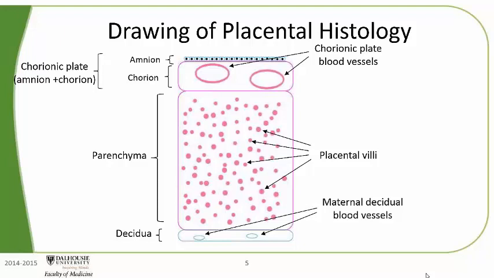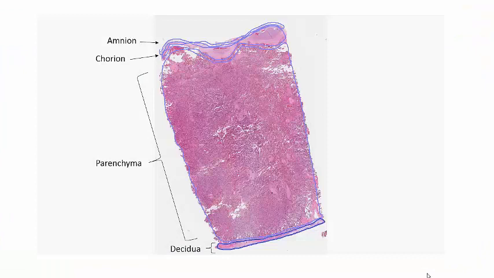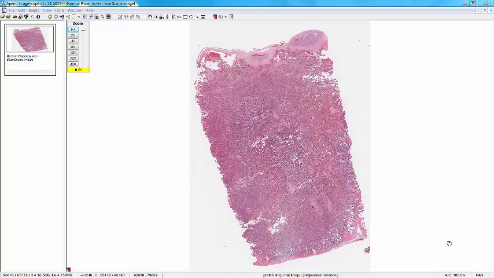Now, let's take a look at the digital slide of the placenta. Here is a low-power view of the rectangle of tissue we took from the placenta. Briefly, let's review the parts we saw on the drawing. Up here is the amnion, below that is the chorion, this large part in the middle is the parenchyma, and down here is the decidua. Okay, let's take a closer look at the chorionic plate.